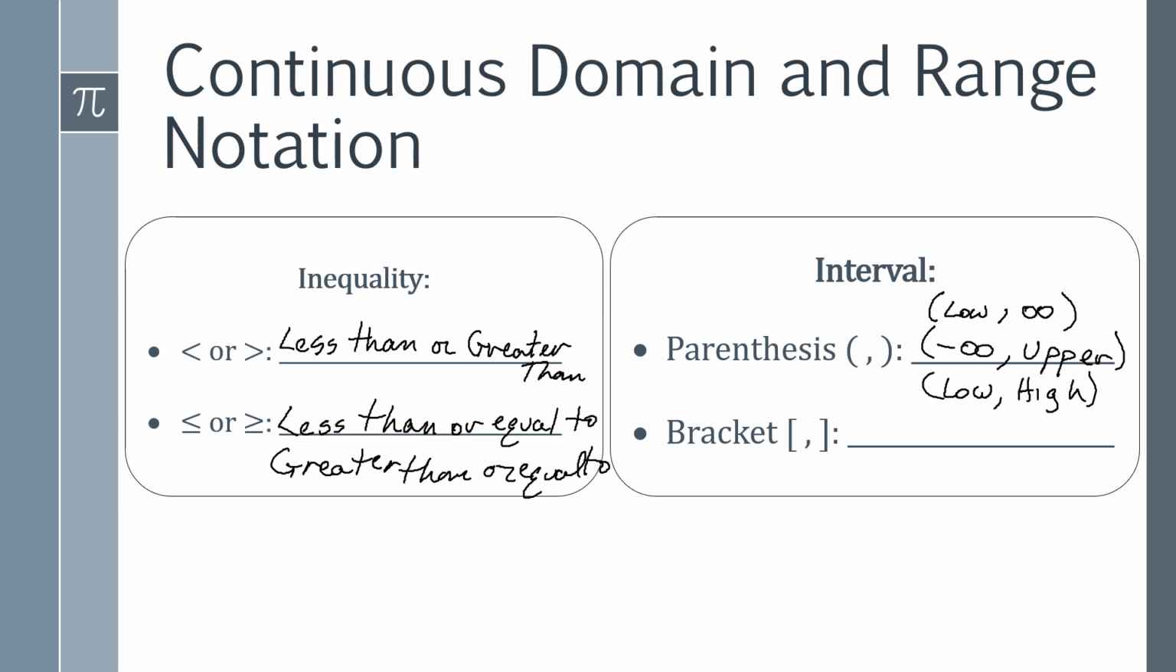Okay? When it's a bracket, that means it's included. That's like less than or equal to or greater than or equal to. So this greater than or equal to would be the low to positive infinity. And we always use parentheses with infinity. If it's less than, it's negative infinity to the upper value. And then if we have a bracket between a low value and a high value, it would look like this.